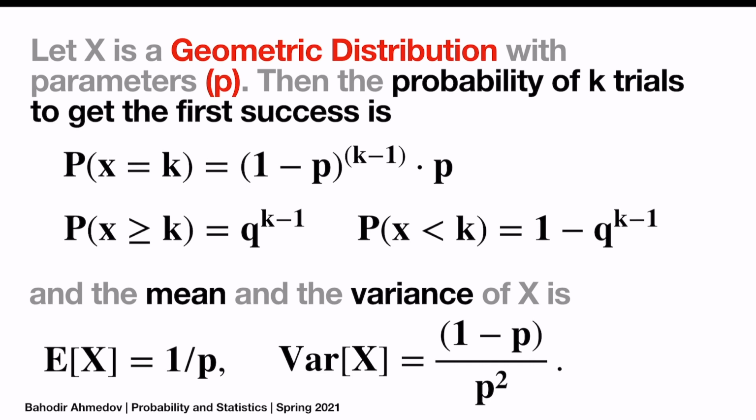Again, the geometric distribution has some properties. Its mean is equal to 1 over p, and its variance is equal to 1 minus p divided by p squared. Well, does someone have a coin?